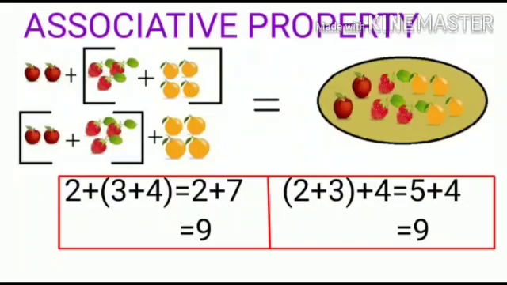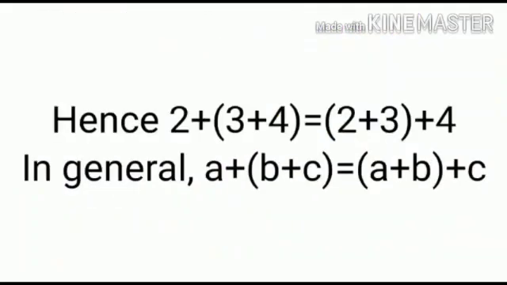In the same way, (2 plus 3) plus 4 is equal to 5 plus 4 which is equal to 9. Hence, 2 plus (3 plus 4) is equal to (2 plus 3) plus 4. In general, a plus (b plus c) is equal to (a plus b) plus c.